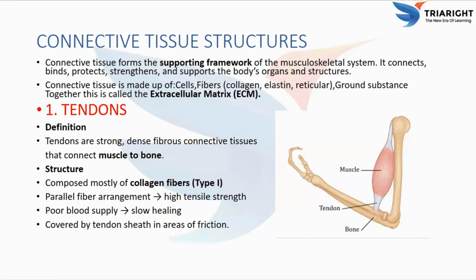And then the tendon sheath. The tendon sheath is a protective covering around the tendons in areas where high friction is there. It helps to reduce the rubbing between the tendon and surrounding structures. On the right side, you can clearly see a picture of a tendon, how the tendon is attached from muscle to bone. This is the muscle, this is the bone, and this is the tendon, the white colored one.